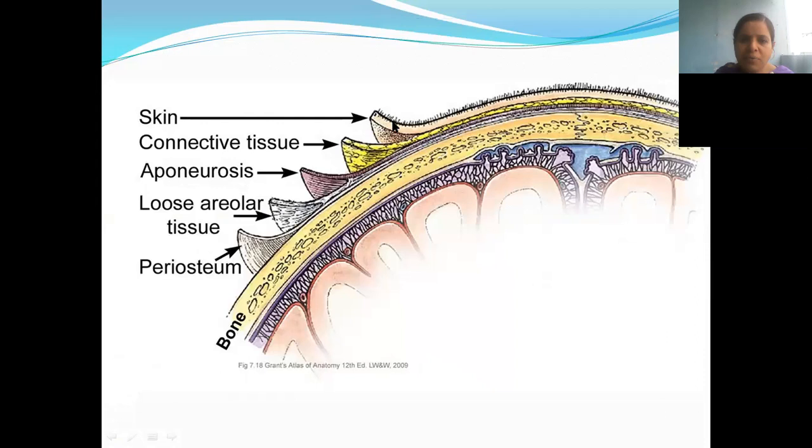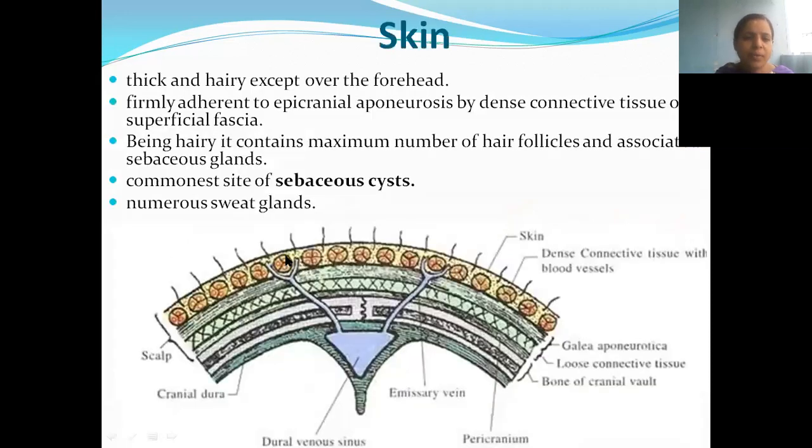Okay, one by one, if you observe, this is skin. If you observe the skin of scalp and the skin of other areas of our body, the scalp has a lot of hair. It has many sebaceous glands and sweat glands. Below which we have connective tissue. Then the aponeurosis is quite thick. It will receive the insertion of two muscles. From the front we have frontalis, from behind we have occipitalis. Together you call it occipitofrontalis. This is our skull bone. Covering the skull bone, the thin membrane is periosteum.